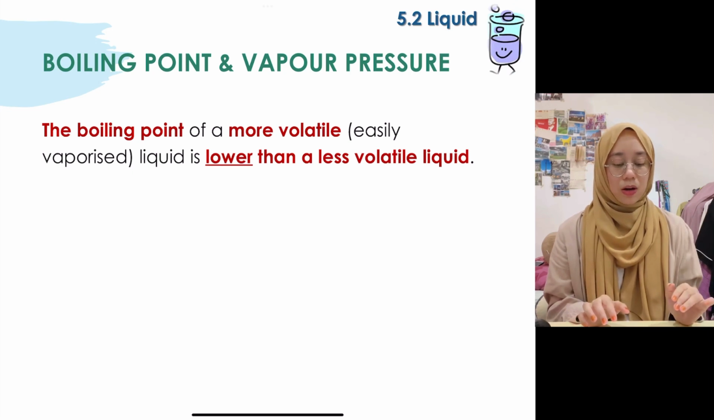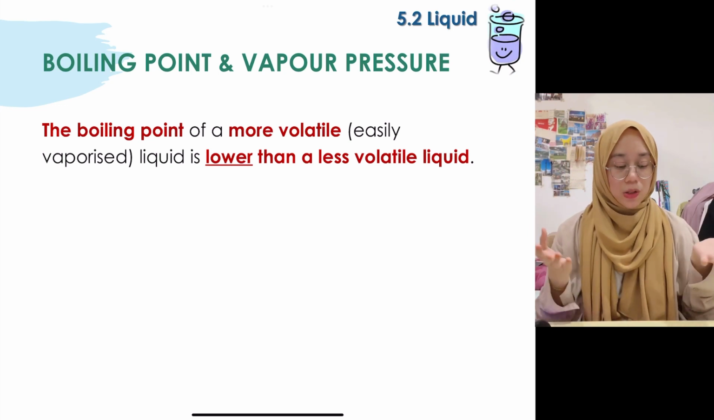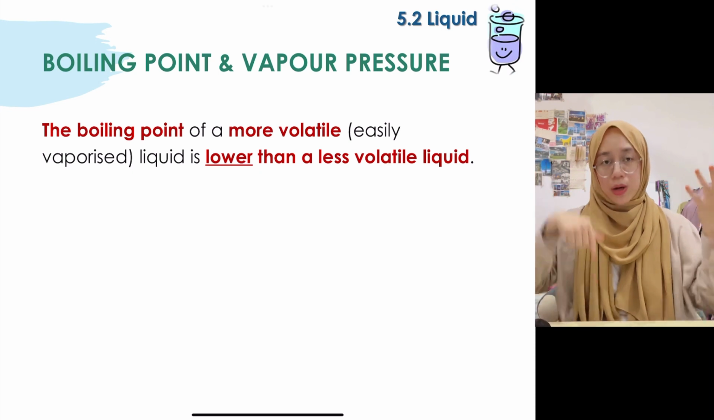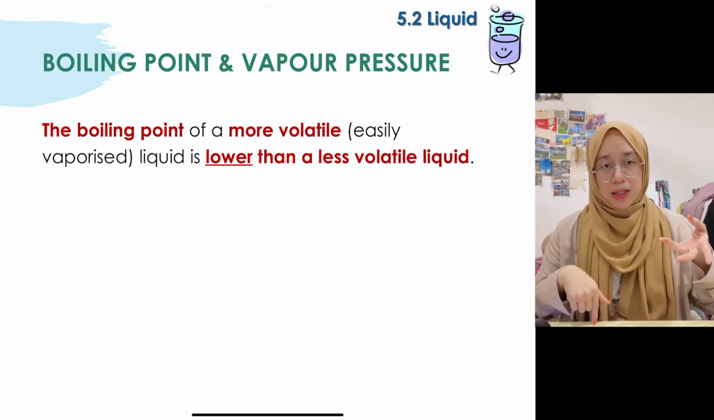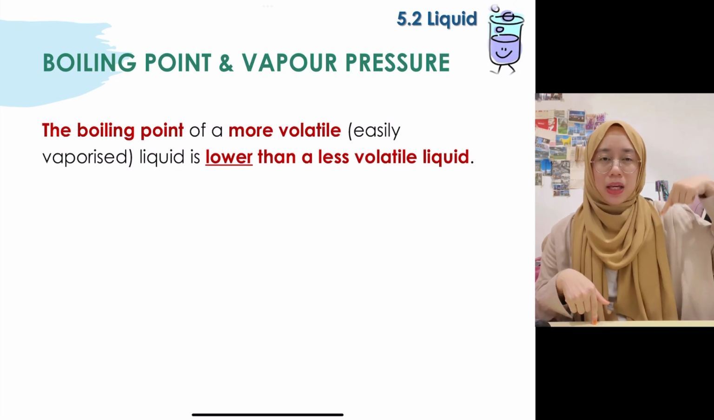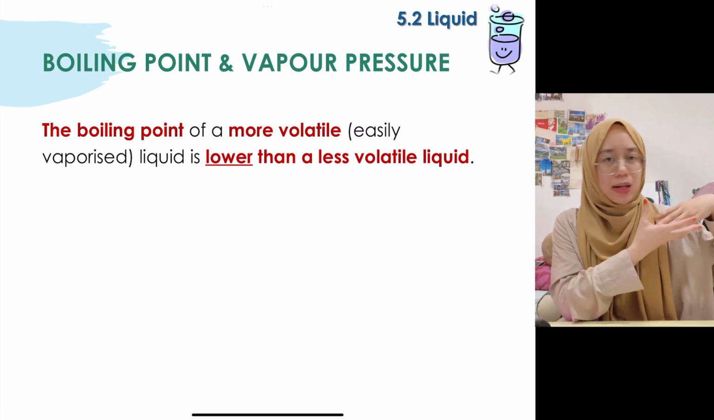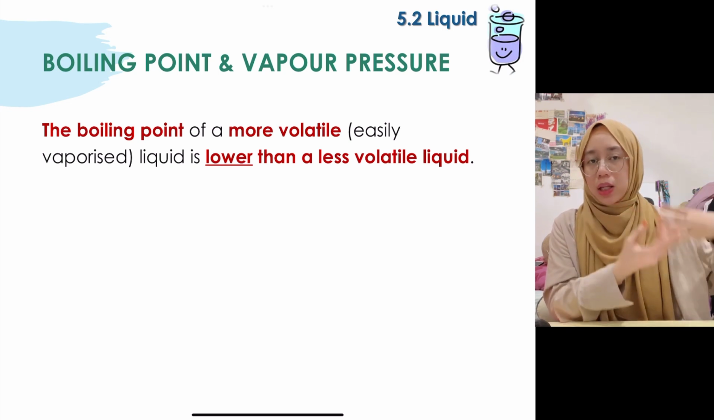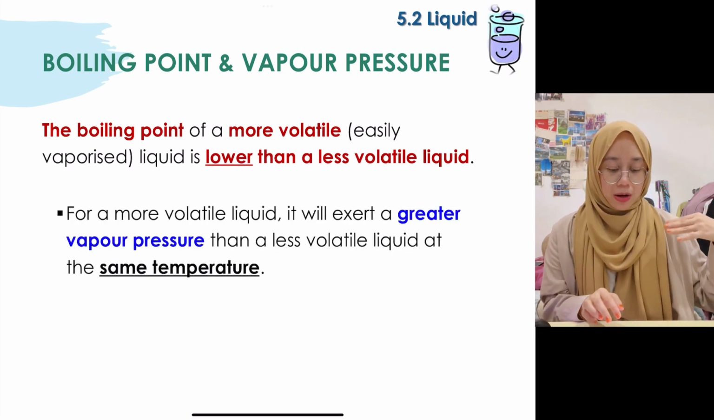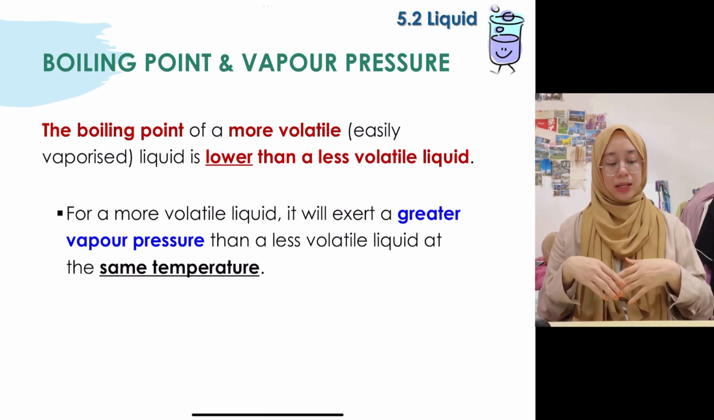So boiling point of a more volatile liquid ni meaning it is easily vaporized, right? So boiling point of the easily vaporized liquid bermaksud lower lah dia punya boiling point, dan sebab dia senang je nak vaporize because intermolecular forces adalah lemah. Okay, lemah, therefore do we need more energy to overcome the intermolecular forces then? No. Okay, so untuk yang volatile liquid, so the boiling point rendah.